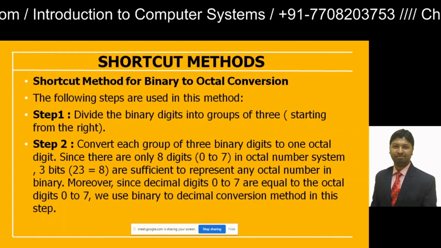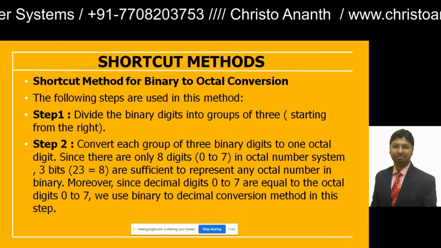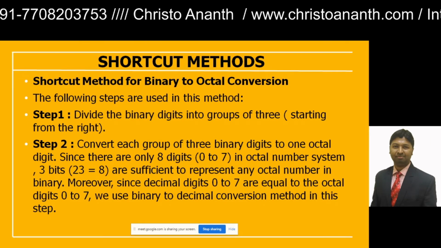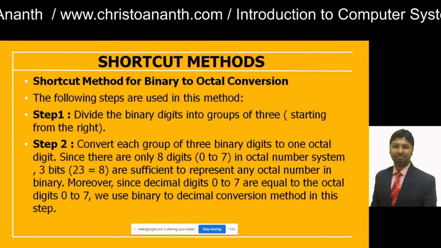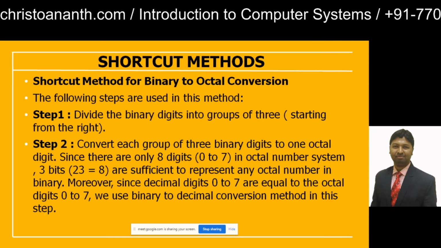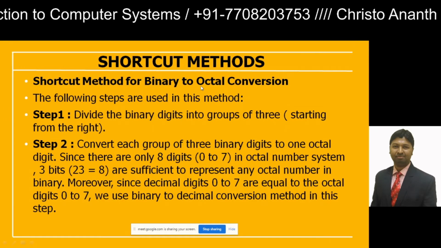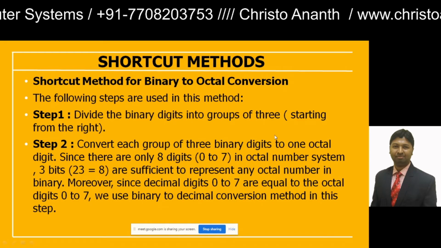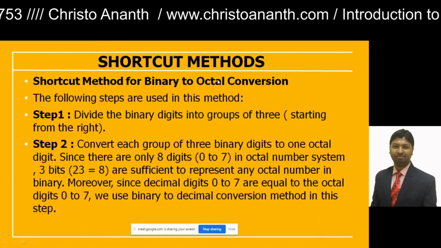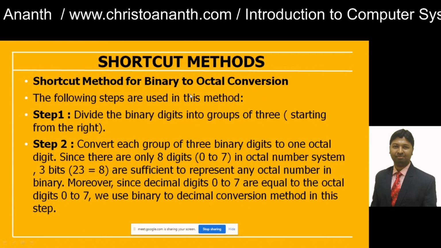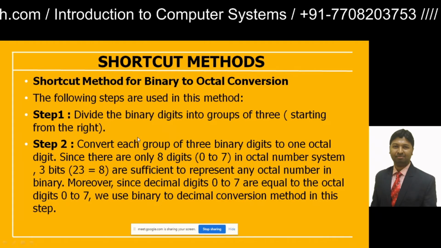We are going to divide the binary digits into groups of 3. Convert each group of 3 binary digits to one octal digit. If it is hexadecimal, you group it into 4. So for conversion from binary to octal, you have to group it into 3, starting from the right. For conversion from binary to hexadecimal, starting from the right, you group it into 4. This is the shortcut method.